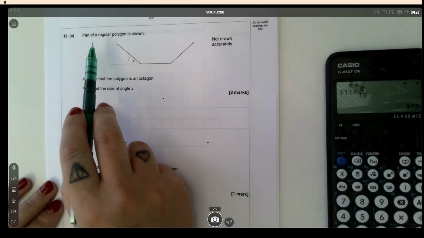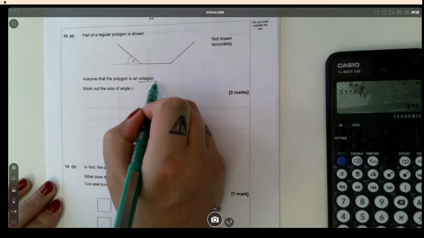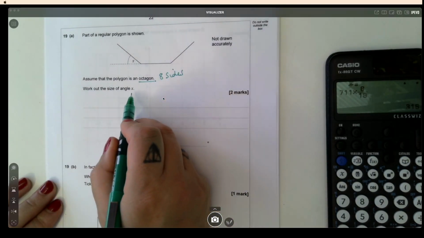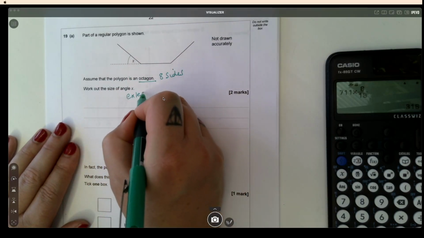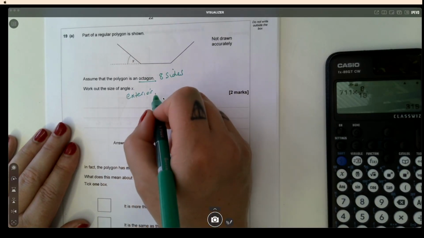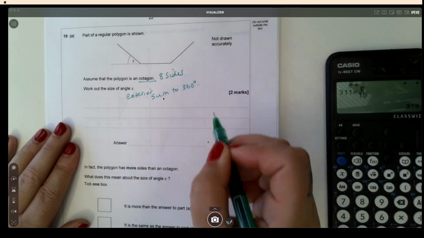19a. Part of a regular polygon is shown. Assume that the polygon is an octagon. So I know an octagon is 8 sides. Work out the size of angle X. So angle X is an exterior angle of this octagon. And exterior angles sum to 360 degrees.